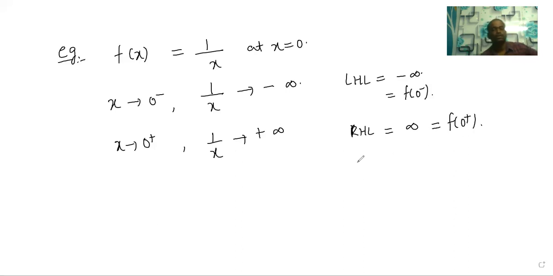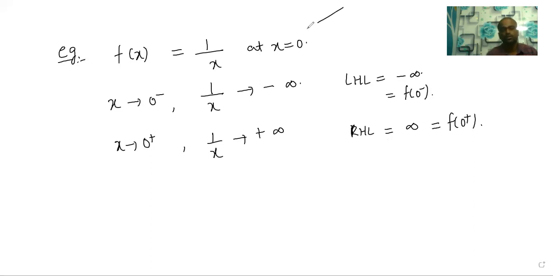So what we can conclude here, f of x has infinite point type discontinuity. Here LHL is not equal to RHL, so the limit of the function does not exist. And particularly, what kind of discontinuity at 0? Infinite point type discontinuity at 0. So this is about infinite point type discontinuity.